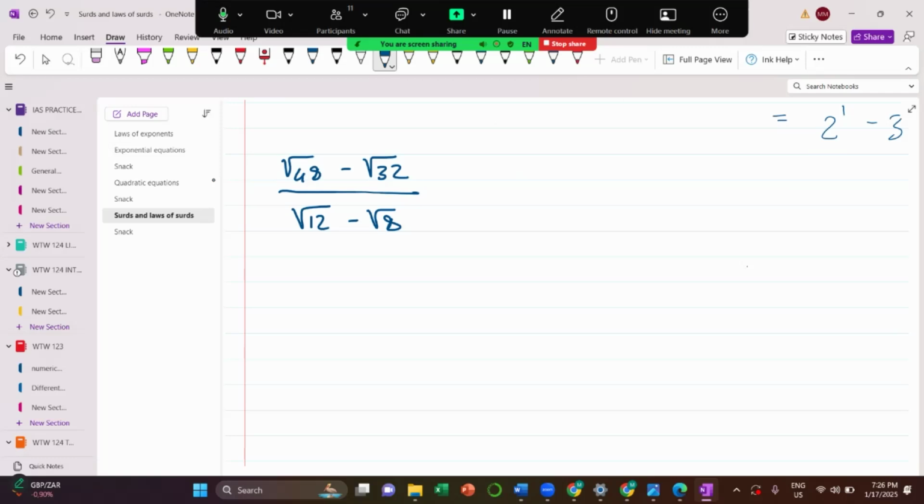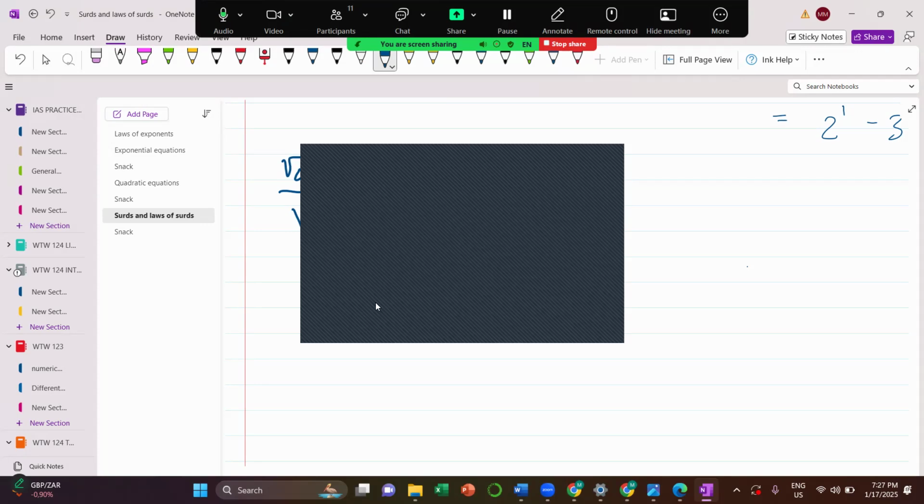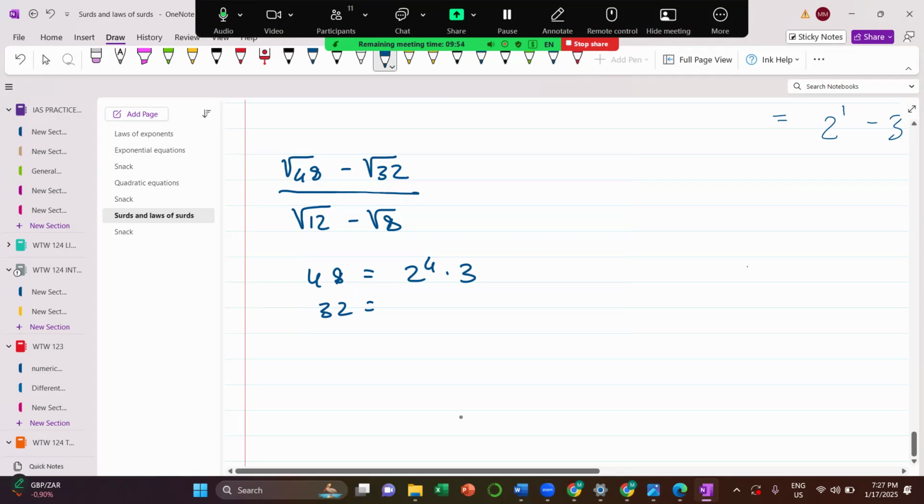All of these values can be broken down. So what are the factors of 48? 48 is equal to 2 to the exponent of 4 times what? 3. And what is 32 equal to? 32 is just equal to 2 to the exponent of what? 5. And then 12 is 2 to the exponent of 2 times 3. And then 8 is just equal to 2 cubed, right?